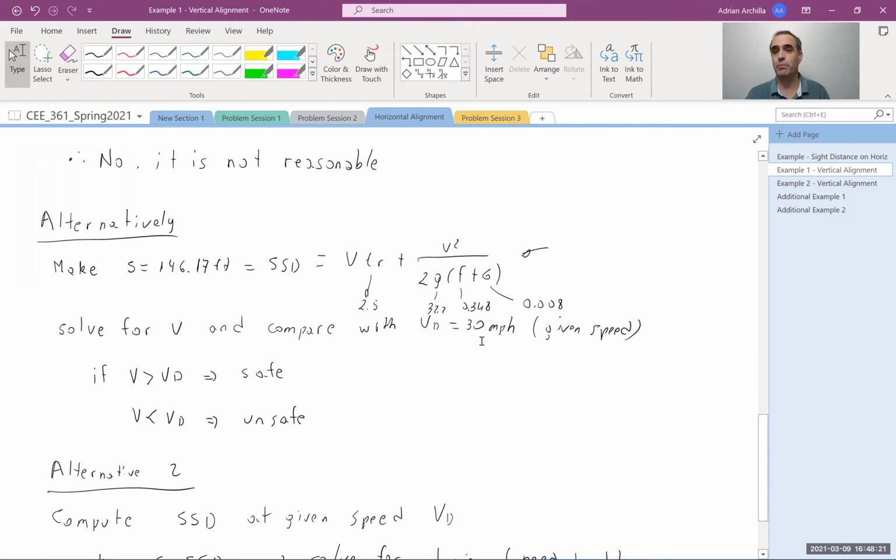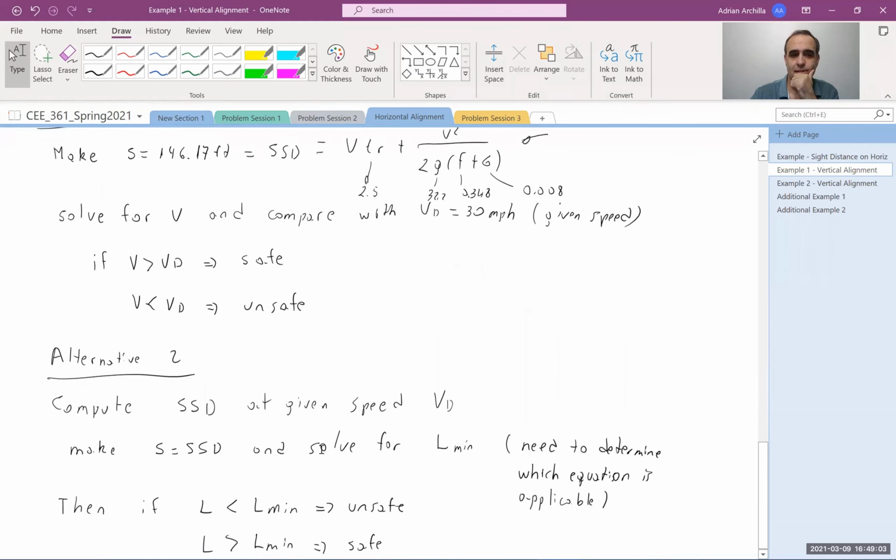Okay. And then I compare that speed, which is the speed at which that curve allows me to drive safely, with the design speed. Again, if you can drive at a speed that is larger than design speed, then that's a safe condition. If the curve allows you to drive at a speed that is lower than the design speed, then it's not safe to drive at the design speed. And in this case, we're not answering whether it's safe or not, but whether it's reasonable to expect the driver to be able to stop or not. But safe is the driver would be able to stop, and unsafe would be the opposite. Okay. Can you see that this is an alternative way to answer the same thing?